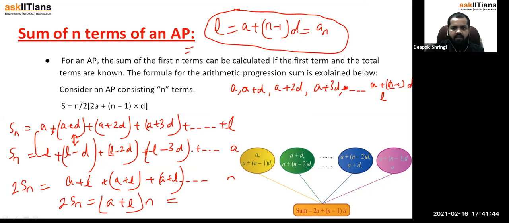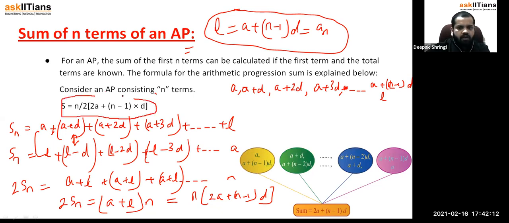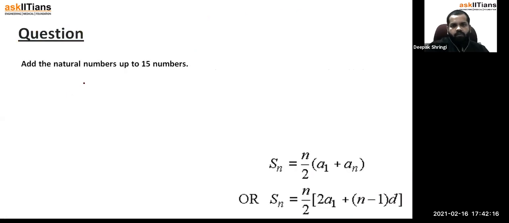And what is L? L is A plus n minus 1 into D. So if I write the value of L, then it will become n times 2A plus n minus 1 into D. And what is Sn? Sn will be n upon 2, 2A plus n minus 1 into D. This is the proof for Sn, the sum of n terms of an AP. Or just to remind you the formula, Sn is equal to n upon 2, 2A plus n minus 1 into D. Right? We'll move further.